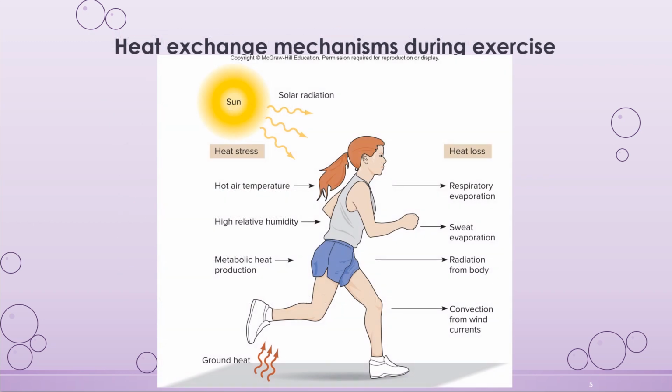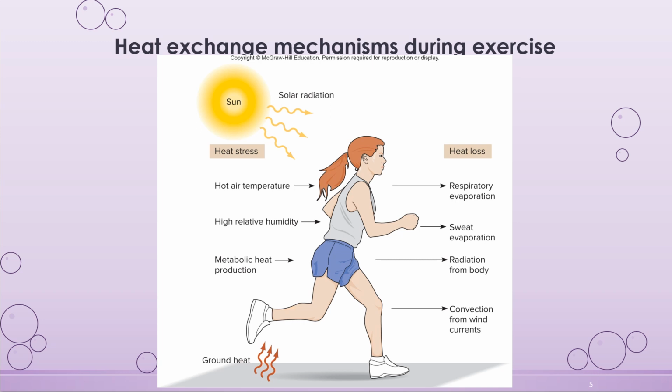During exercise, the body undergoes increased metabolic activity, which generates additional heat. To prevent overheating and maintain a stable core body temperature, the body relies on several heat exchange mechanisms to dissipate the excess heat. The major heat exchange mechanisms during exercise include evaporation.